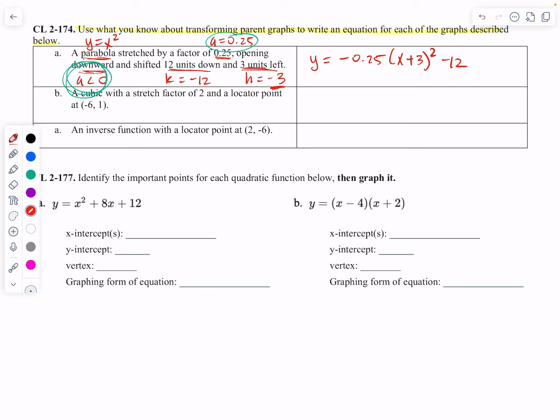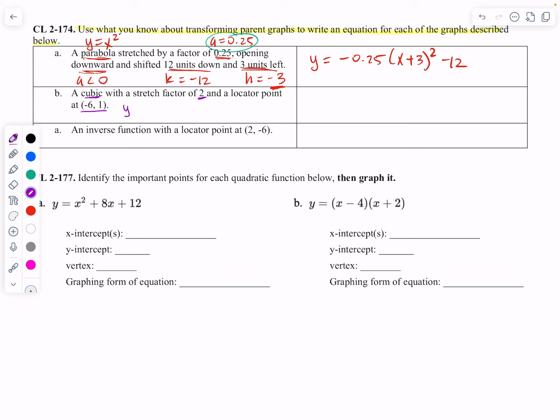All right. And I'm just kind of double checking my answer as I look at this. Opening downward, shifted 12 units down, 3 units to the left. All right, great. So let's go to the next one. I'm going to clear some space here. All right, let's look at a cubic with a stretch factor of 2, locator point at negative 6, 1.